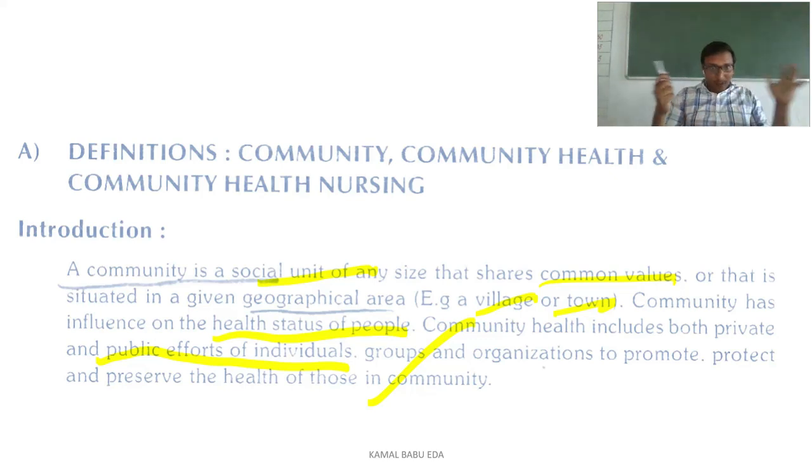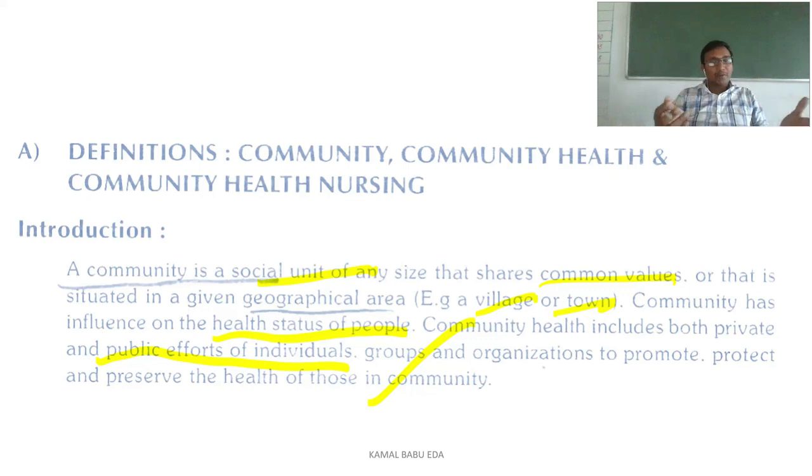Here, whether private organizations, governmental organizations, or public effort, our main aim is to protect, promote, and preserve the health of the people who are living in the community. So this is what is meant by community. It is very simple and clear: a group of people living together in a definite geographical area, with similar characteristics, similar habits, and sharing common values. These people are called a community.